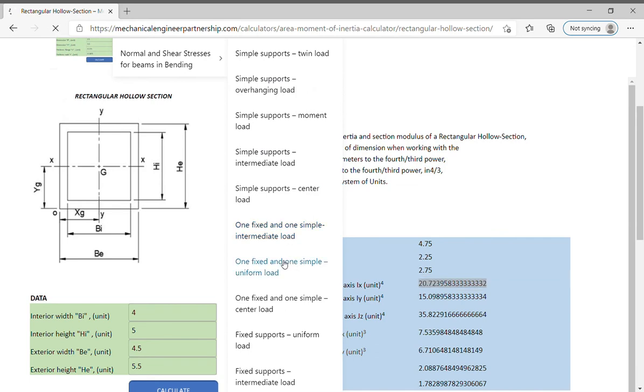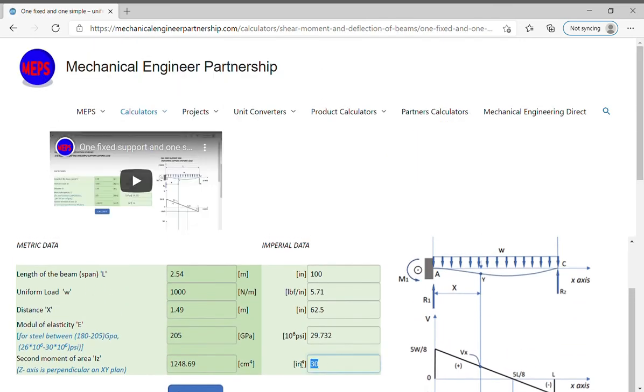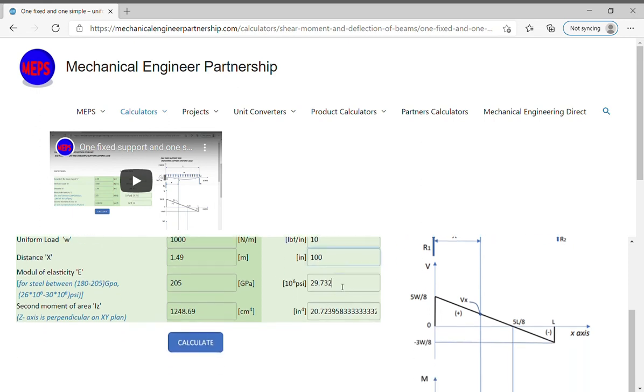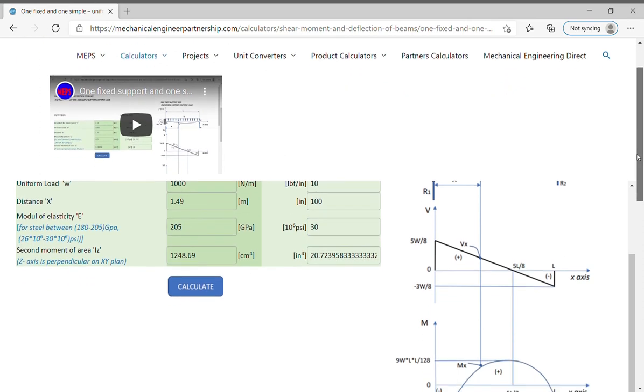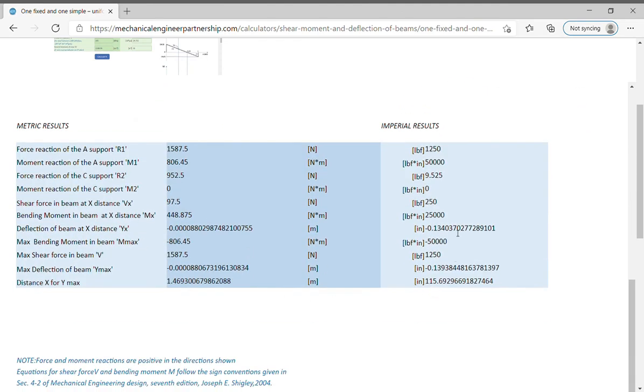value of area moment of inertia in the second moment of area cell, replace the length L, 200 inches, 10 pound force per inch for uniform load W, and then 100 inches for x distance, modulus of elasticity 30 mega pound force per square inch, and then calculate. The results are in the blue table. As I related in the preceding paragraph, maximum values of shear, bending moment, and deflection are generally used for dimensioning a beam. Similar calculation in metric units, data, and results.